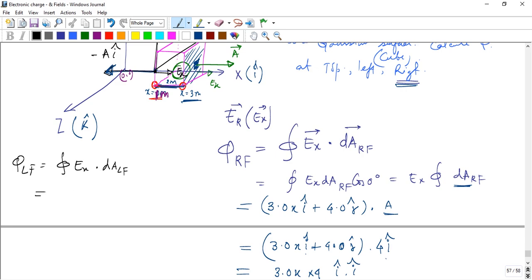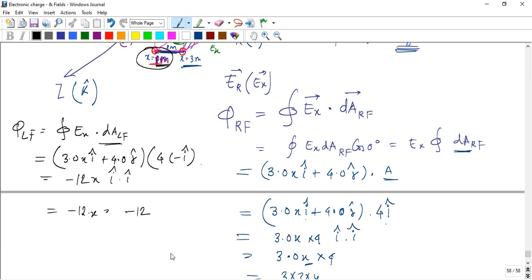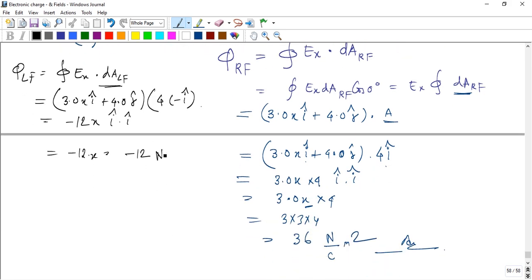So we get 3.0 x i cap plus 4.0 j cap, and the left face area vector is 4 minus i cap. So 4 times 3 is 12, minus 12 x, i cap dot i cap being 1. So that is minus 12 x. What is the value of x? Here on the left face, x equals 1. So 12 times 1 means minus 12 Newton per coulomb meter square.